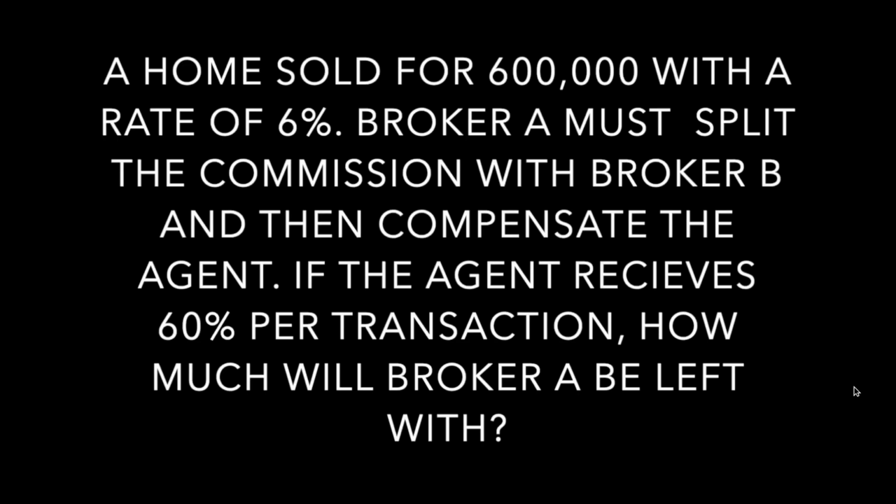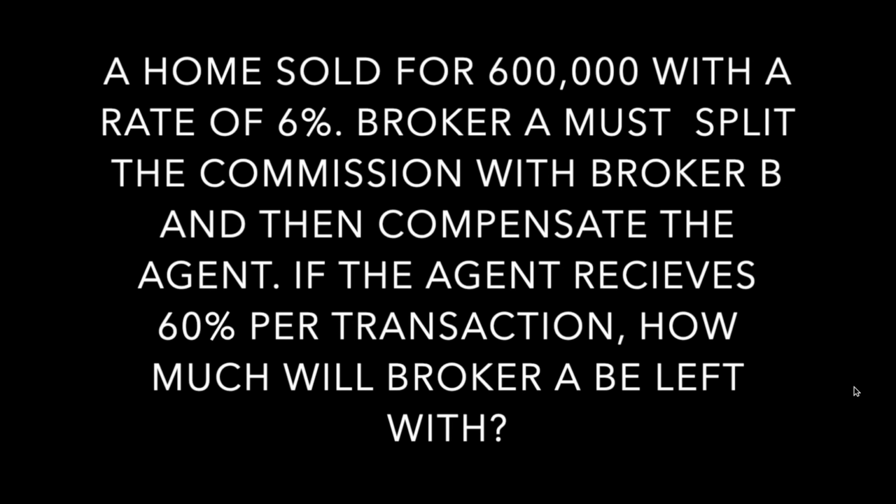Okay, so now they're going to get a little bit more wordy. Again, if you want, just pause the video and you can try it on your own, and then I'll explain the answer. A home sold for $600,000 with a rate of 6%. Broker A must split the commission with broker B and then compensate the agent. If the agent receives a 60% per transaction, how much will broker A be left with?